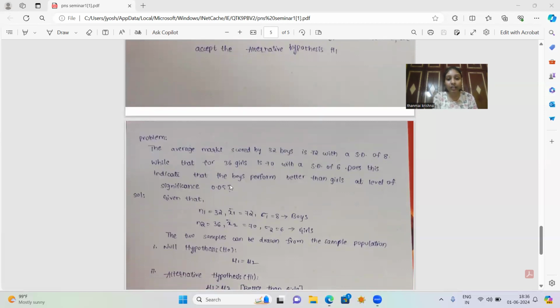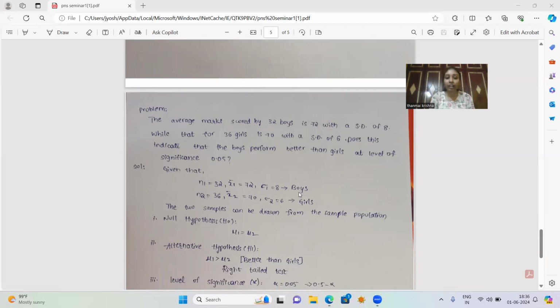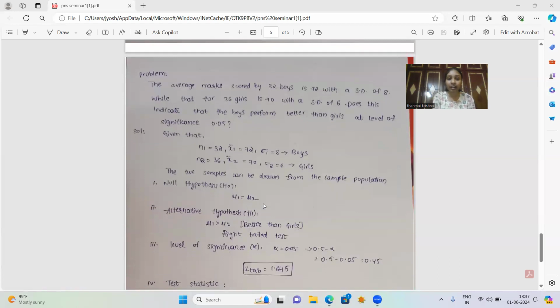Here, they have given that the average marks scored by 32 boys is 72 with a standard deviation of 8, while that of 36 girls is 70 with a standard deviation of 6. Does this indicate that the boys perform better than girls at a level of significance 0.05? Here the given values are n1, the number of boys, is 32, x1 bar, the mean, is 72, and sigma 1 is 8, the standard deviation of boys. n2 is 36, the number of girls, x2 bar is 70, the mean of girls, and sigma 2 is 6, the standard deviation of girls. So this is the given data.